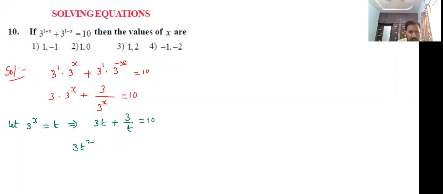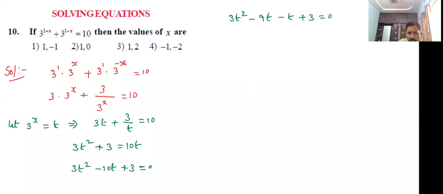Or otherwise, if you have not understood, we can write like this: 3t square plus 3 is equal to 10t, so 3t square minus 10t plus 3 is equal to 0. This is a quadratic equation in t. Now split into factors: 3t square minus 9t minus t plus 3 is equal to 0.